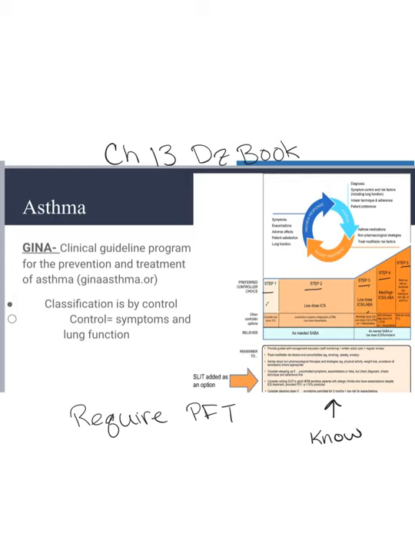For example, there might be a question that says, your patient is in step 3 asthma after PFTs. The physician has said they're in step 3. What would you recommend for that patient? Well, you would recommend a short-acting bronchodilator as needed. And then you'd also recommend an inhaled corticosteroid combined with a LABA. So this is where we will stop for today.